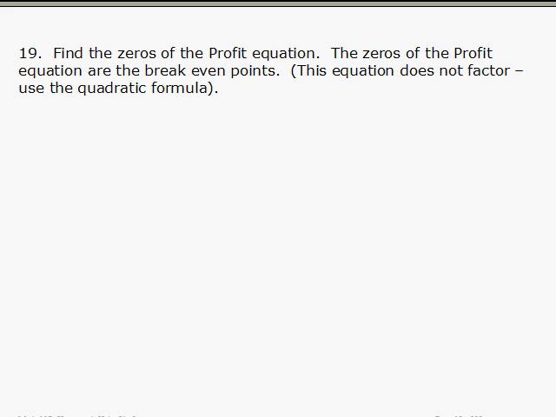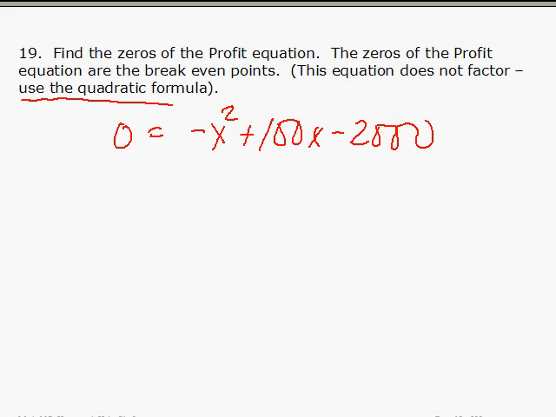So now you have to find the zeros of the profit equation, and it tells you right here you've got to use the quadratic formula. So here's the equation: minus x squared plus 100x minus 2000. In this form, a is minus 1, b is 100, we already knew that, and c is minus 2000.